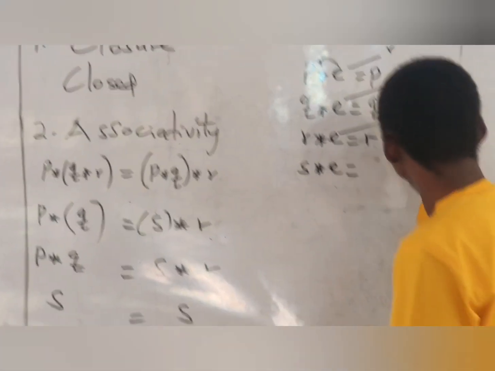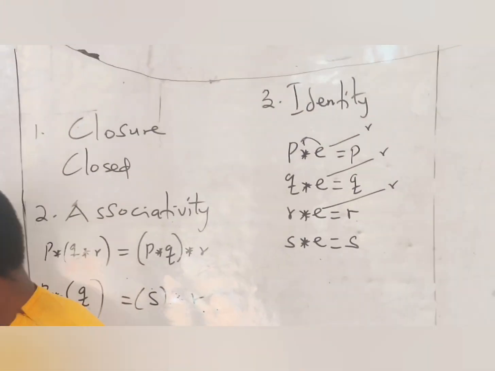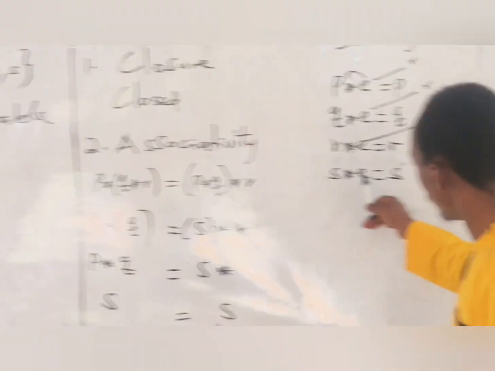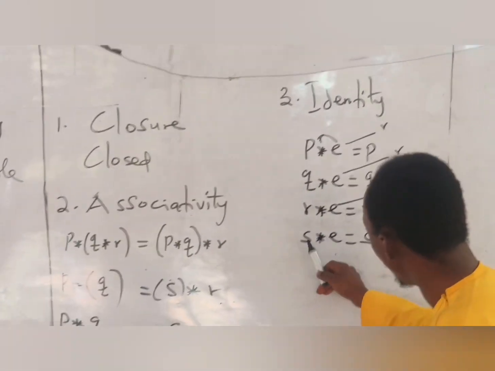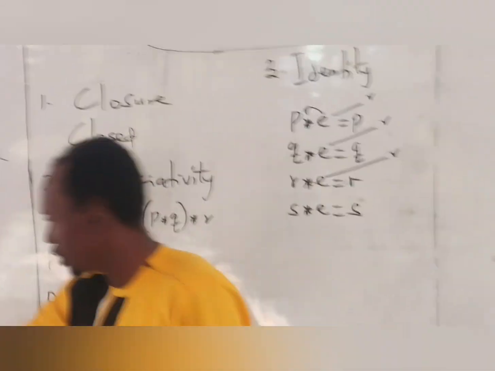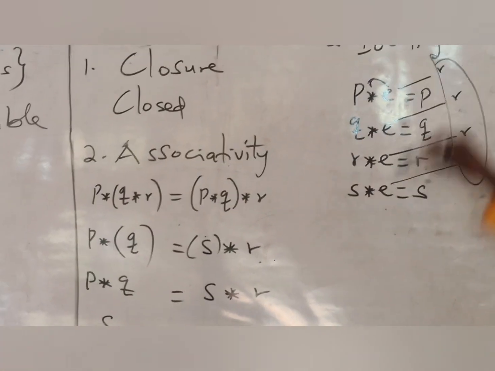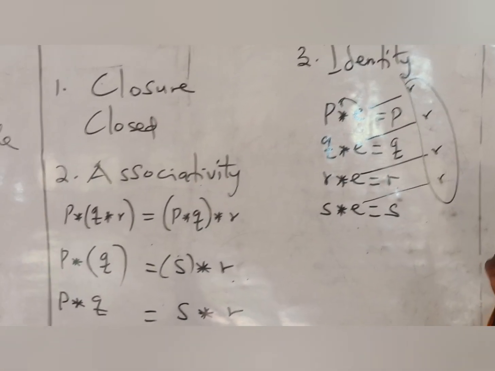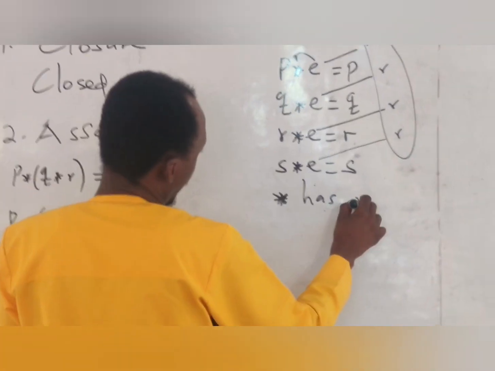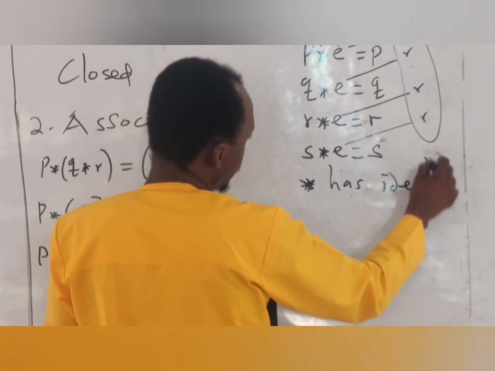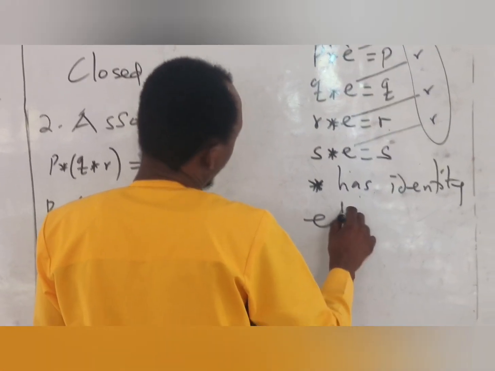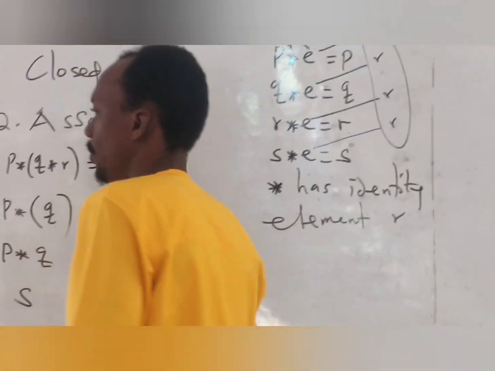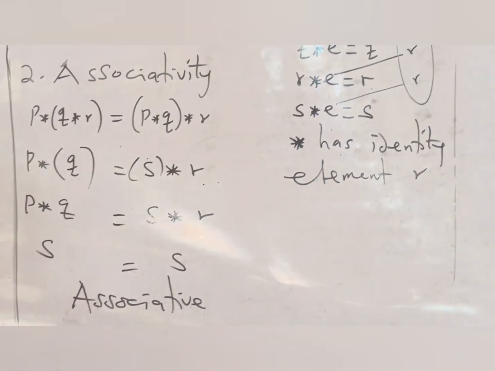So our next element, S operation E must give us S, right? So we are asking ourselves, what will we operate with S to get S? It is the same way that it runs through all of them. So the identity element is one value. The set has the identity element R. So it has identity.